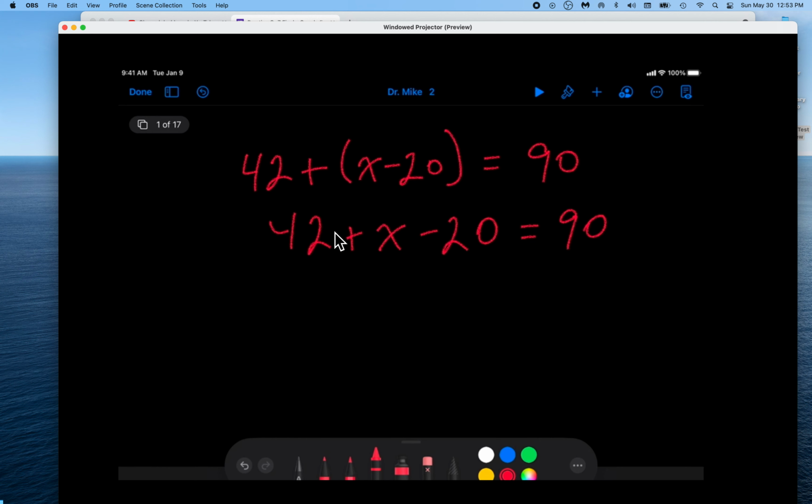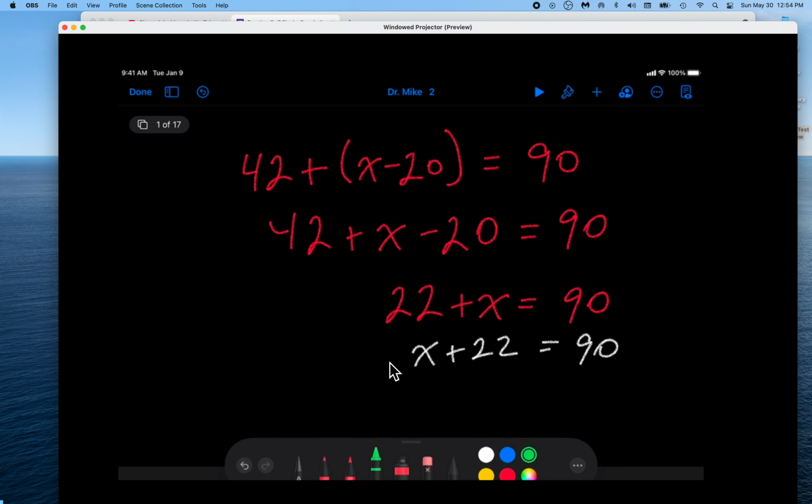We can combine the 42 and the minus 20. 42 minus 20 is 22. Plus x equals 90. We have not yet solved for x because we have a neighbor. 22 is being added to x. Or if you're not clear on this, you can always rewrite this as x plus 22 equals 90.